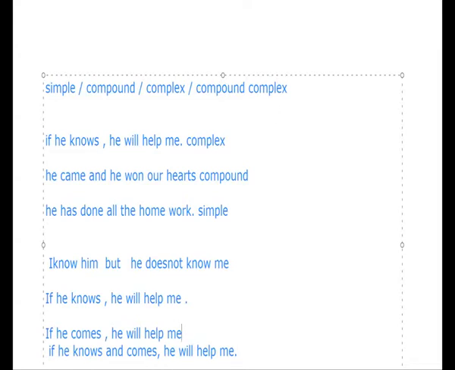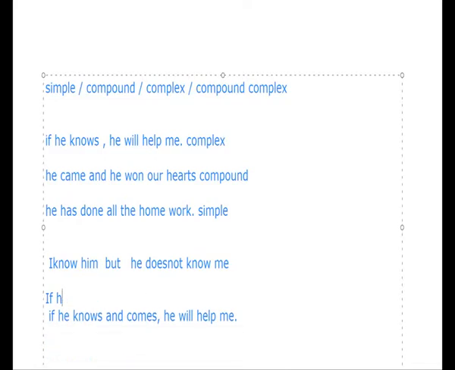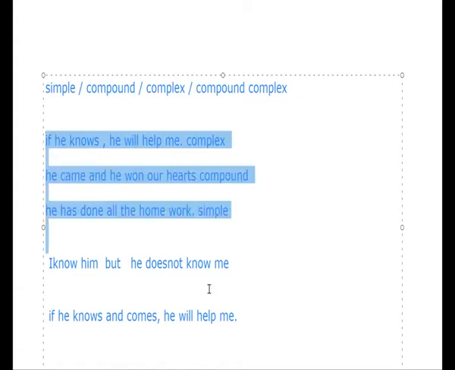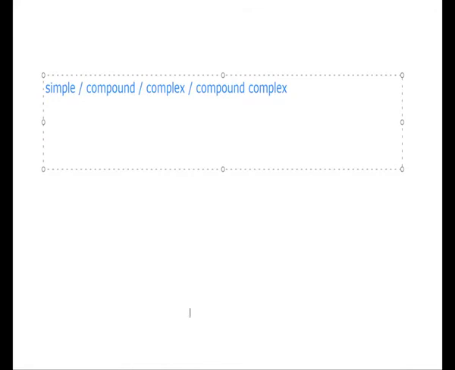Basically, the final sentence product is this: if he knows and comes, he will help me. But as a student, where you're supposed to correct a sentence, you should know how to expand these sentences. This is what we are trying to do. And yesterday we started focusing on complex sentences, and we talked about how secondary ideas can answer for when, where, why, how, and conditional, on what condition.